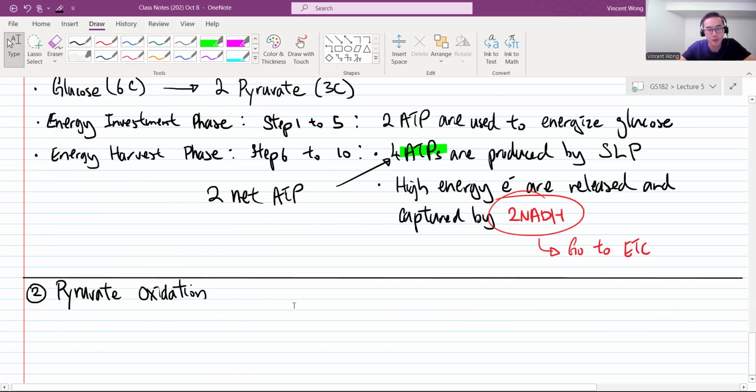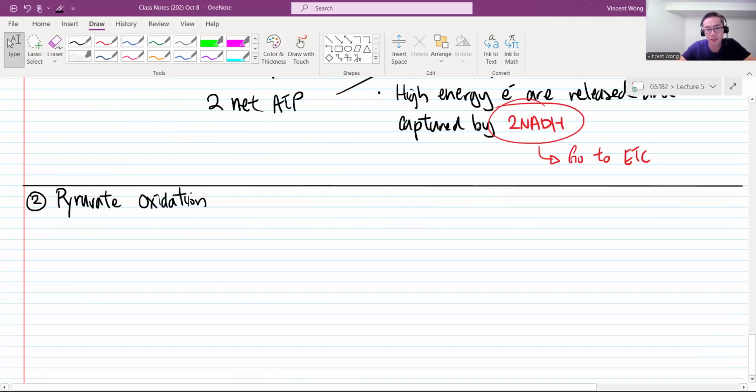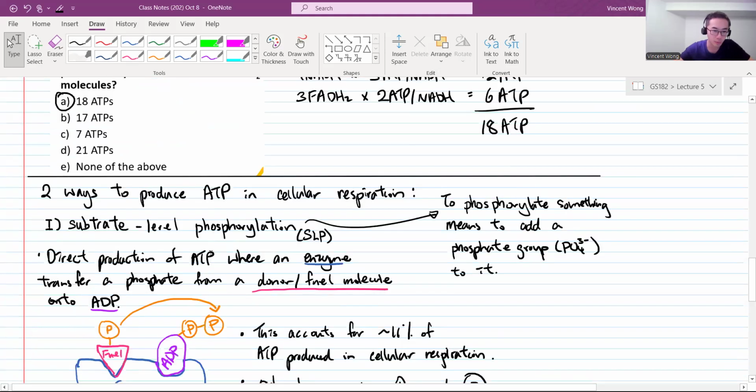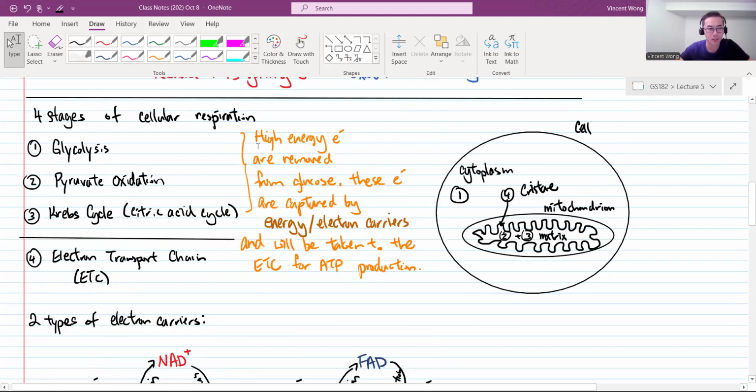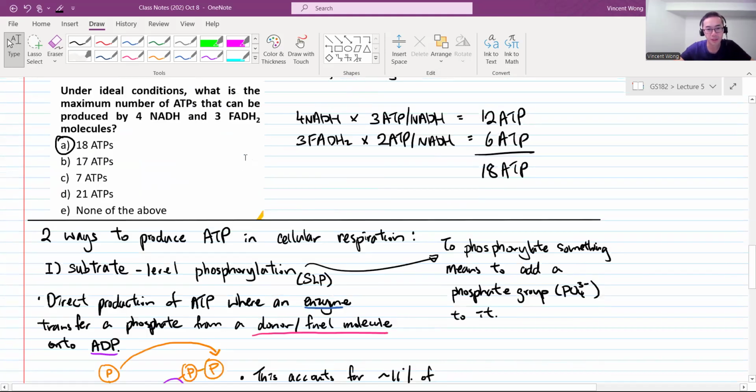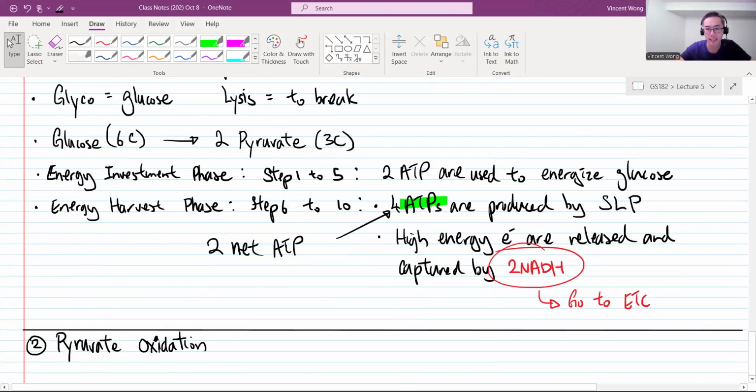What does the word oxidation mean again? Pyruvate oxidation. Are we adding electrons to pyruvate, or are we removing electrons from pyruvate if it's being oxidized? Removing, that's right. Because remember oil rig, right? Oxidation is losing. So pyruvate is going to be losing electrons, which is the theme here. The first 3 steps is all about removing electrons, capturing them, then transporting them to the ETC.